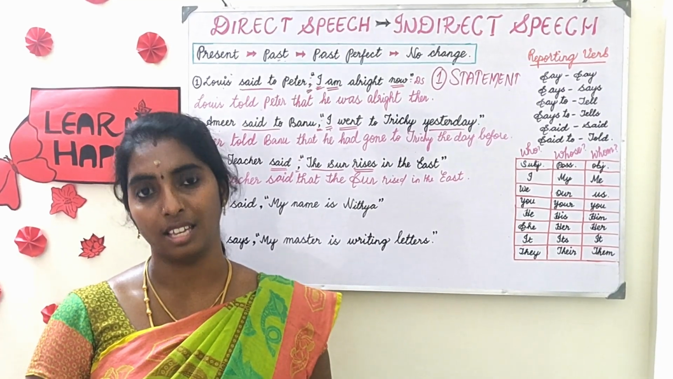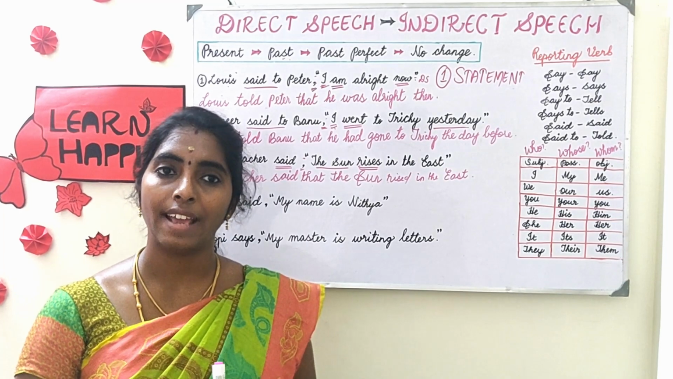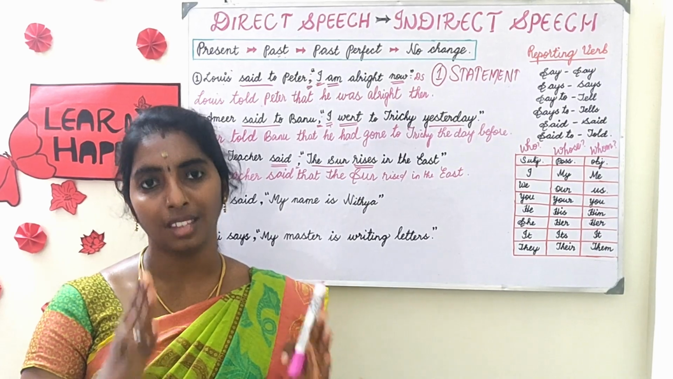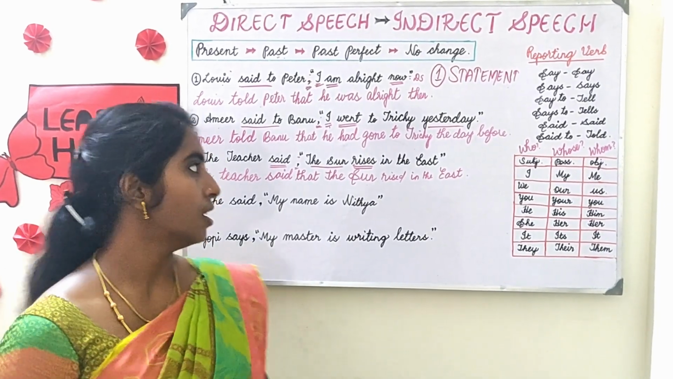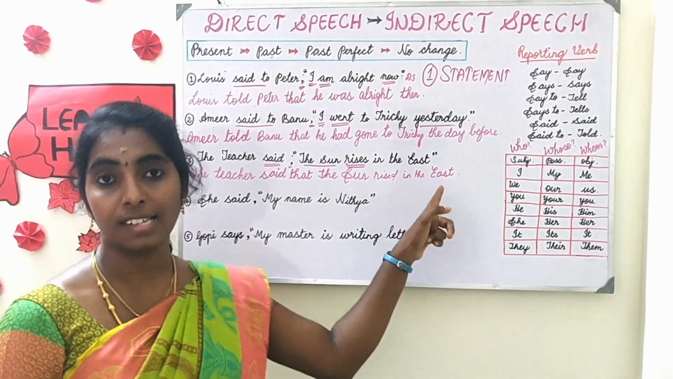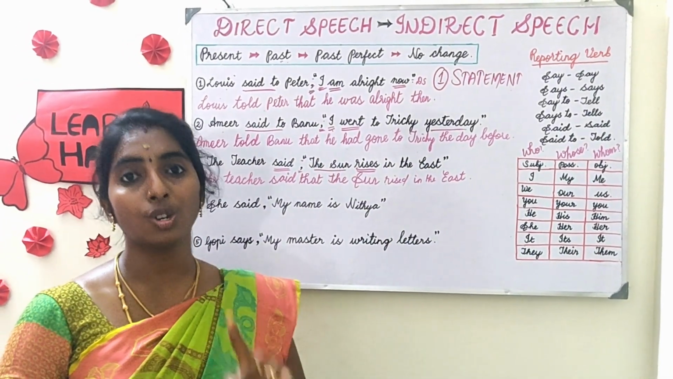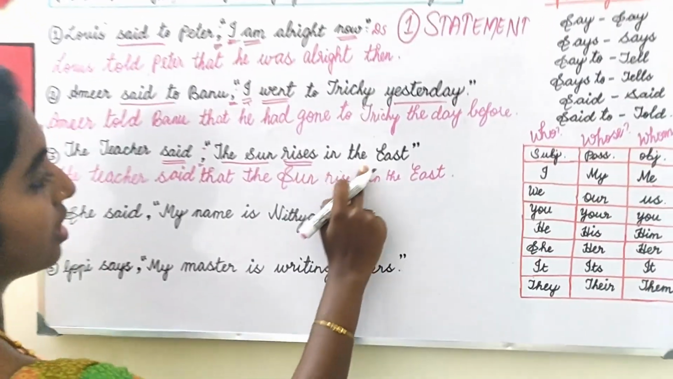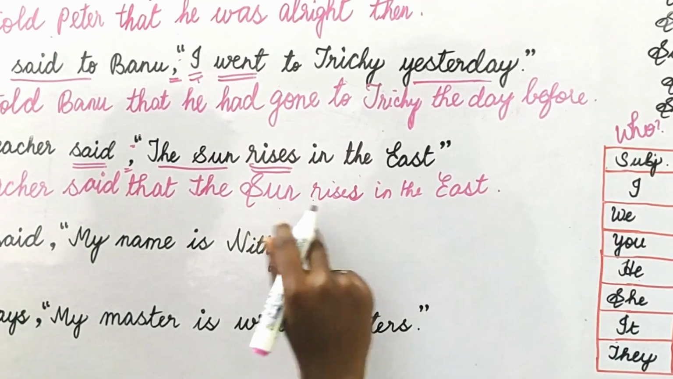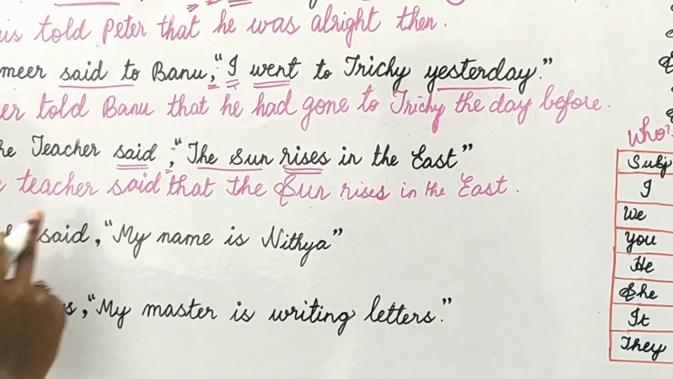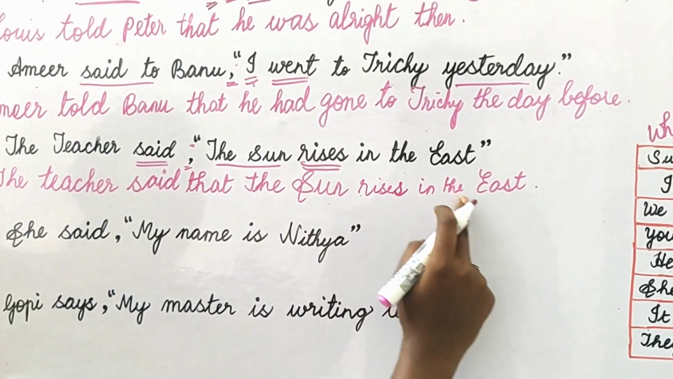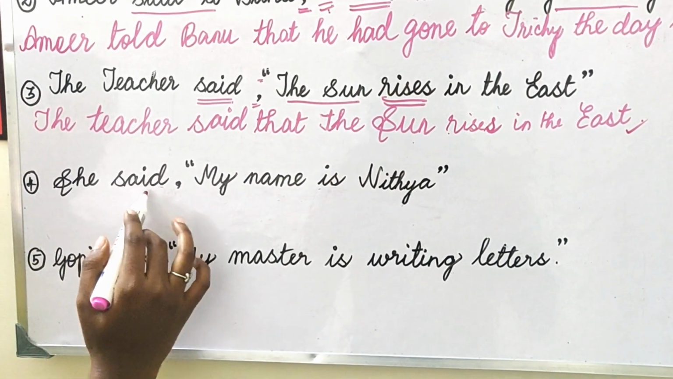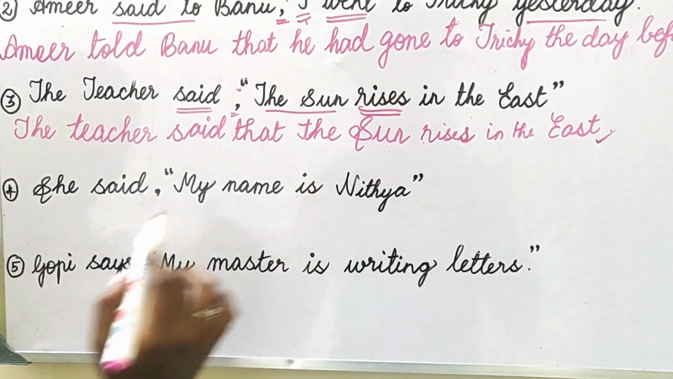This tense change is not applicable for places like universal truths, scientific facts, or things which are beyond time. Okay. So "the sun rises in the east" is a scientific truth. So we should not change the tense in this kind. The tense will never change here. So "the sun rises in the east" stays. The teacher said that the sun rises in the east. Now it's correct.